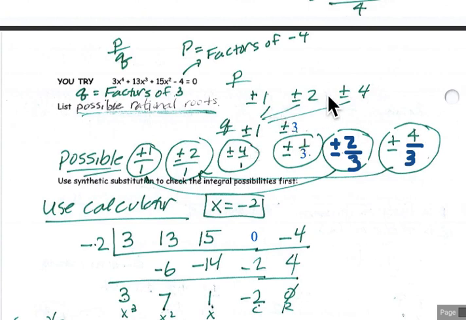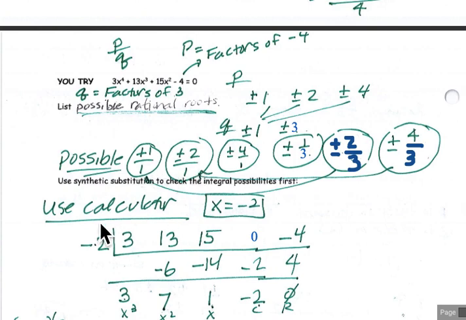It could be any one of these numbers divided by any one of these numbers. So let's look for the combinations. 1 over 1, positive or negative. I think I forgot the positive or negative sign here. Or positive or negative 2 over 1, or positive or negative 4 over 1. Now let's take each one of these and put them over 3. So positive or negative 1 over 3, positive or negative 2 over 3, or positive or negative 4 over 3. So those are the possible rational roots.